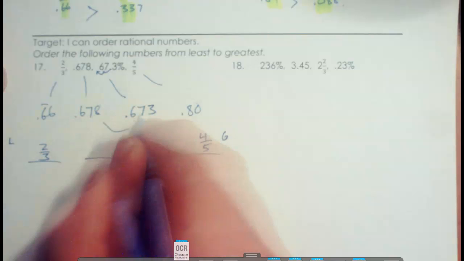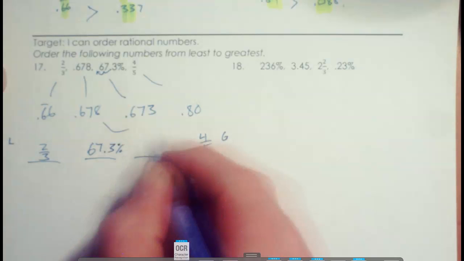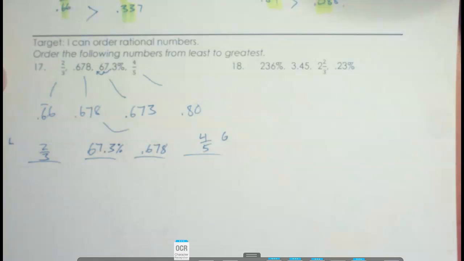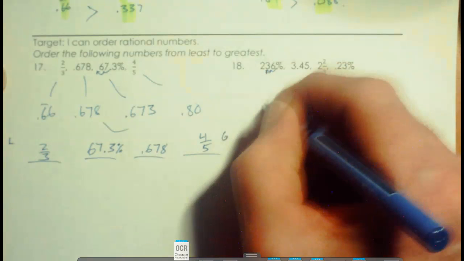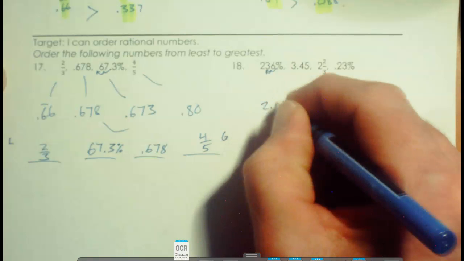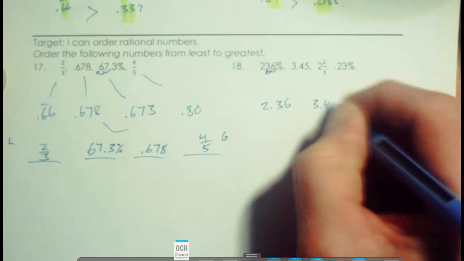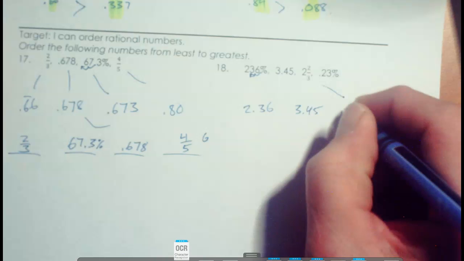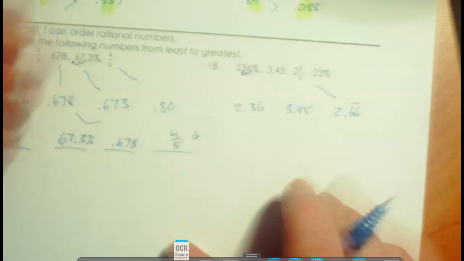So 67.3% is going to go here. And over here, this is just 0.678. And you've ordered them. Let's do the same thing here. We have 236%. Let's move that decimal 2, and we'll get this into a decimal, 2.36. This one's already decimal at 3.45. 2 2/3. Well, that's going to be 2.6 repeating. We'll just add that extra 6 on there like I always do.